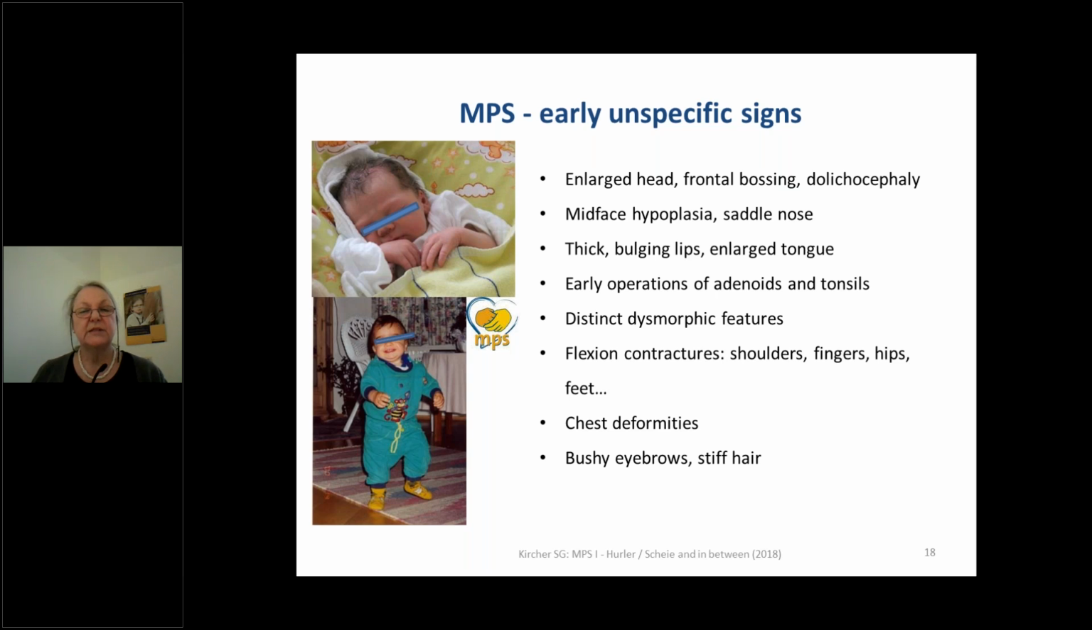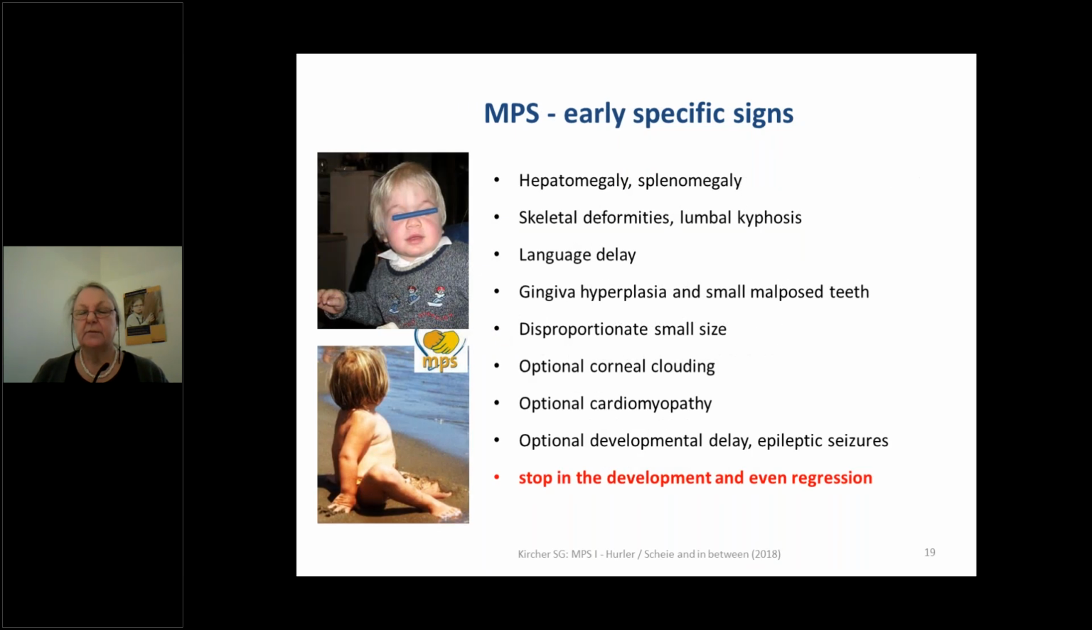You have thick lips, an enlarged tongue, and often you know from the history of the patient that there were early operations of adenoids and tonsils, and perhaps you see a distinct dysmorphic feature. Sometimes you see chest deformities or bushy eyebrows and stiff hair. Specific, because not in all the children, you find hepatomegaly and very often skeletal deformities. And when the children are sitting, you have a lumbar kyphosis.